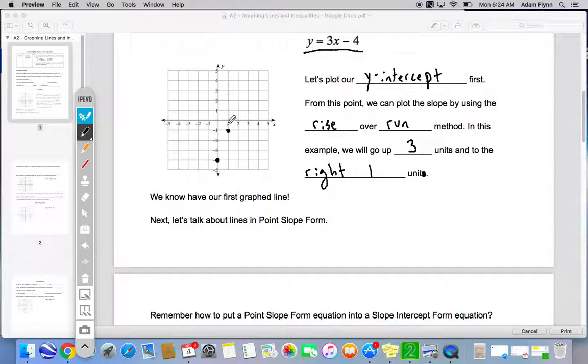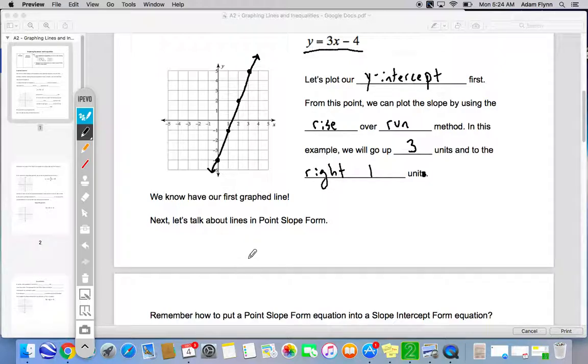Now I'll repeat that process. I'll go 1, 2, 3, and I'll go over 1. And heck, I could do that one more time if I wanted to. I'll go up 1, 2, 3, and over 1. And now I just draw a nice straight line connecting all of these points. Okay? So look at that. We've graphed our first line.